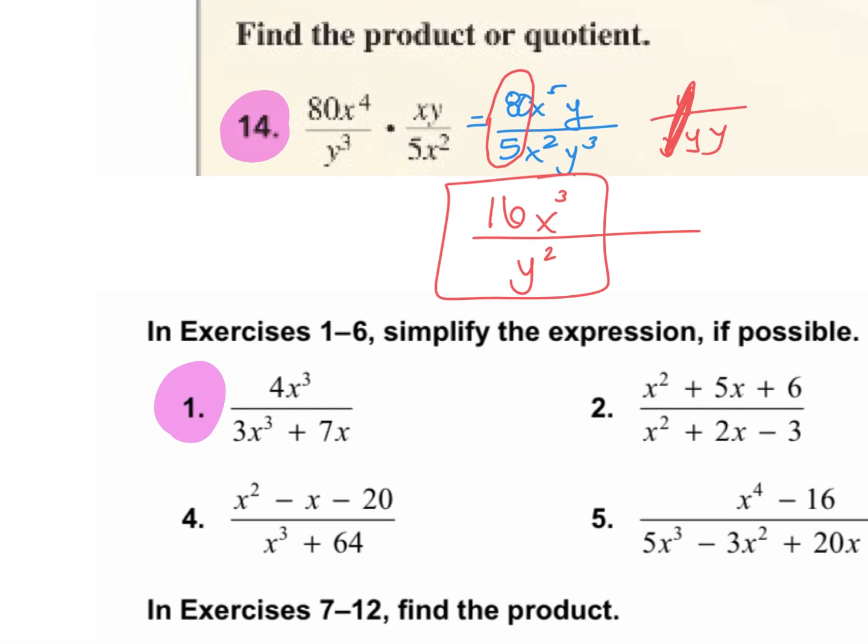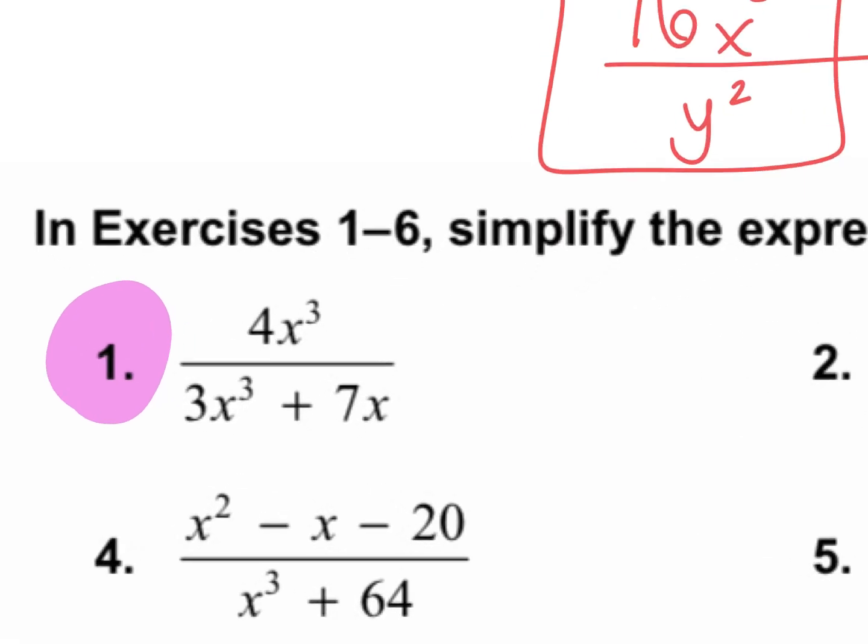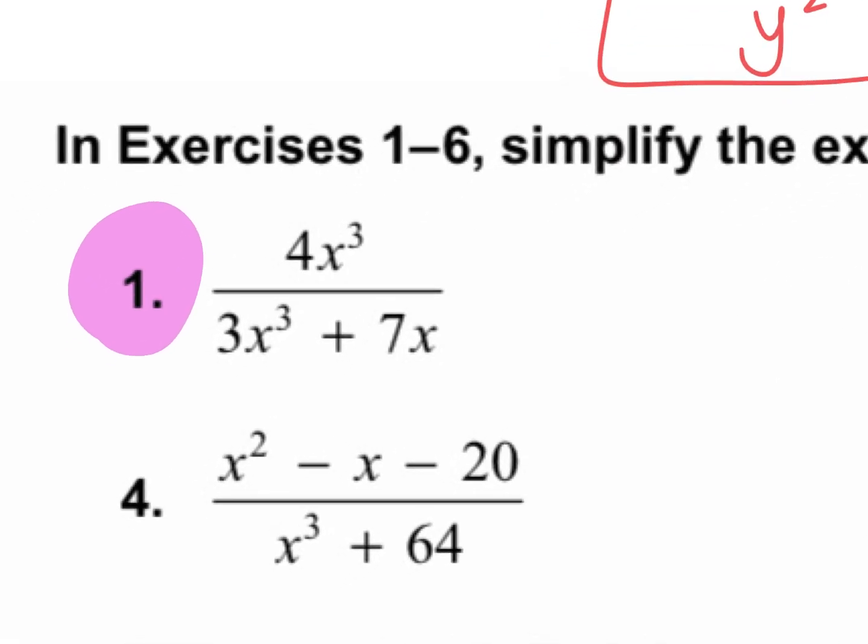If it says to simplify, guys, you just want to factor. And it says if possible. You may not be able to simplify everything. So let's look at number 1. Can you factor anything out of the top one? No. Just stays as 4x cubed.